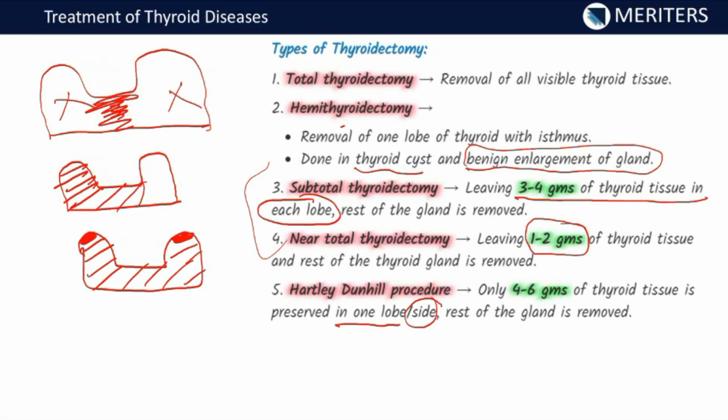Okay, but later it was confirmed from studies that this small amount of left tissue is not enough. And even the recurrent laryngeal nerve injury rate still remains the same. Okay, so these two are avoided nowadays. So mostly you will see either hemithyroidectomy or total thyroidectomy.